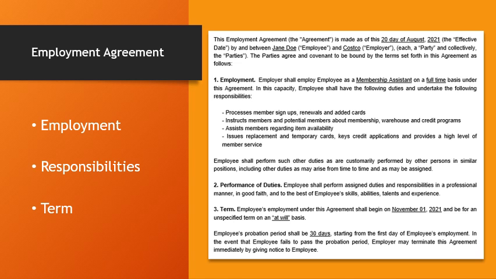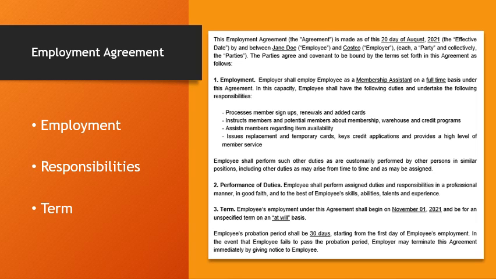Here we have an employment agreement between Jane Doe and Costco. As stated in the employment section, Jane will be employed as a membership assistant on a full-time basis. Her day-to-day responsibilities are clearly listed. She will be processing Costco member signups and renewals, instructing members about the various membership programs, assisting members regarding the availability of specific items, and she will be issuing replacement and temporary cards. She is also expected to provide a high level of member and customer service.